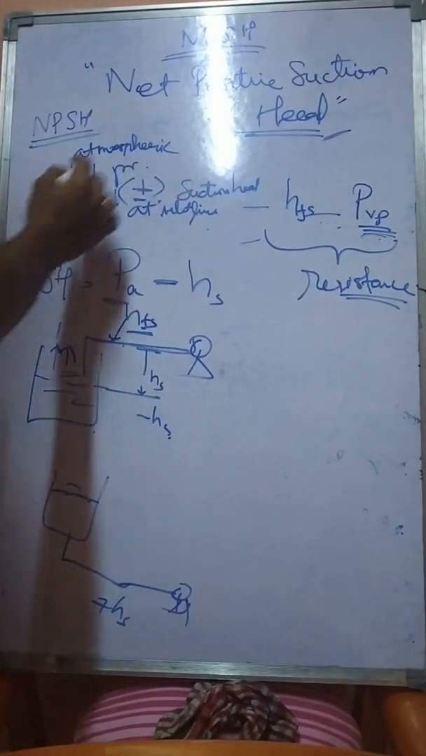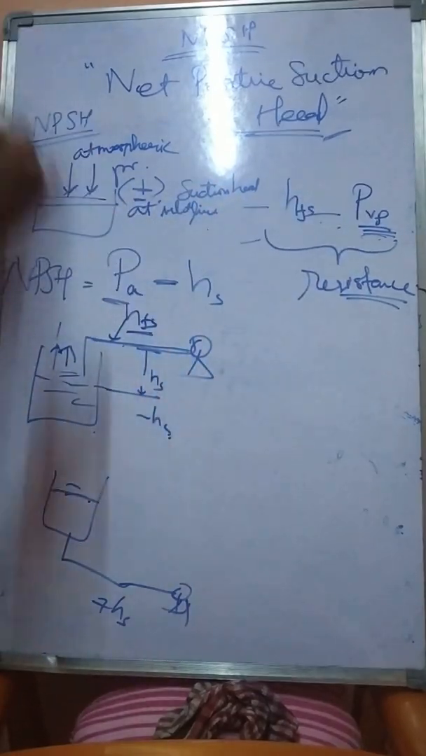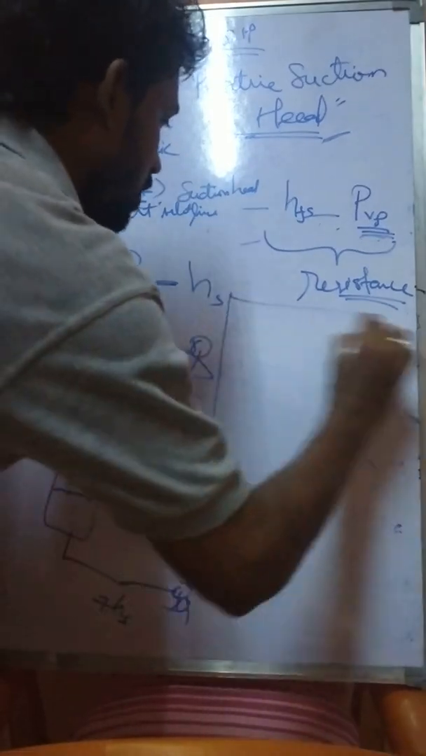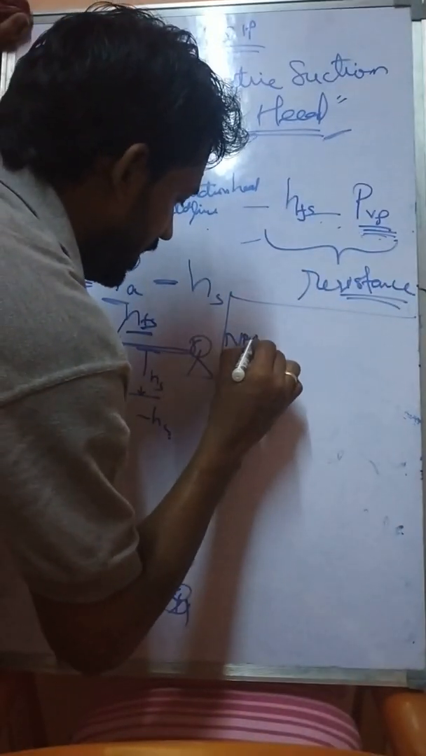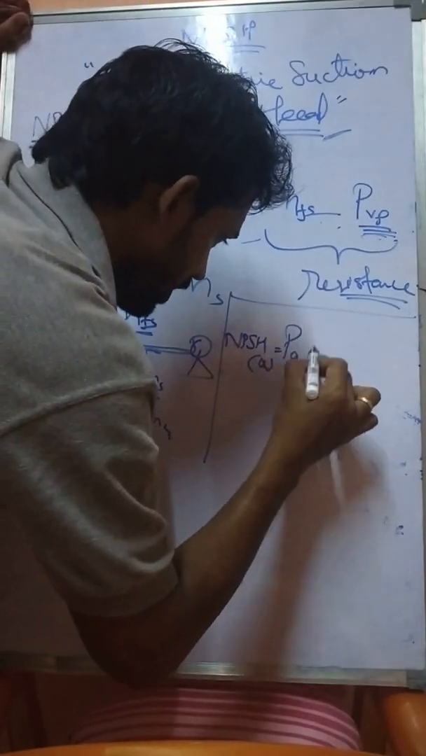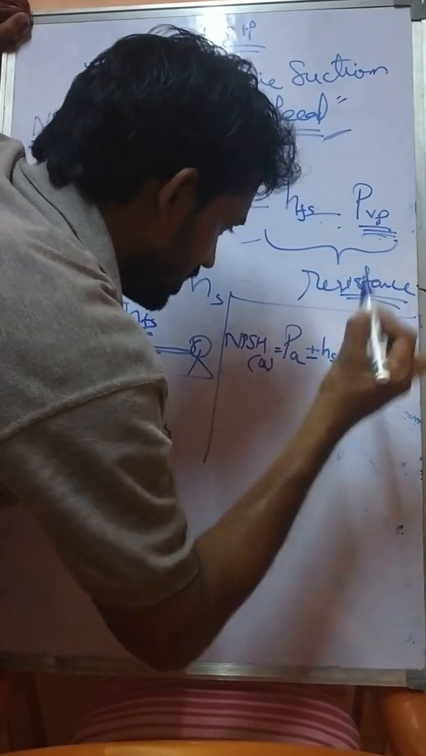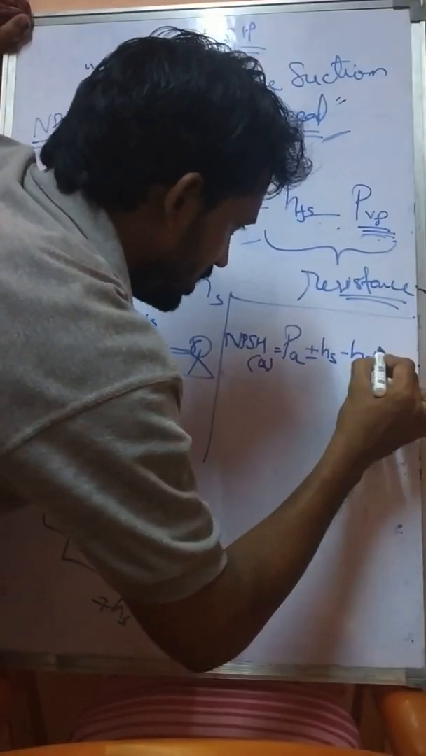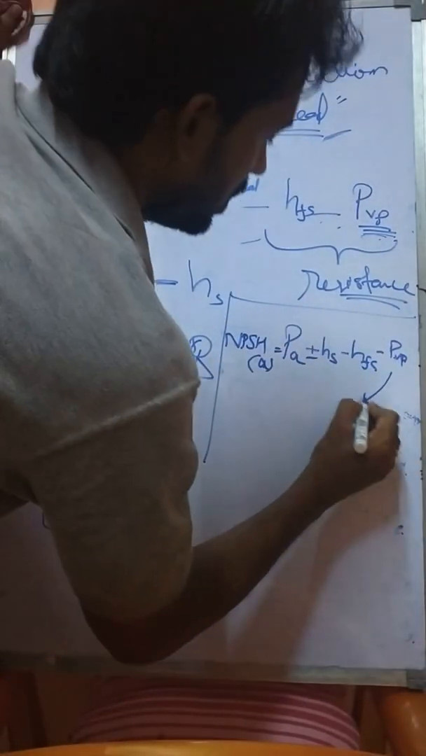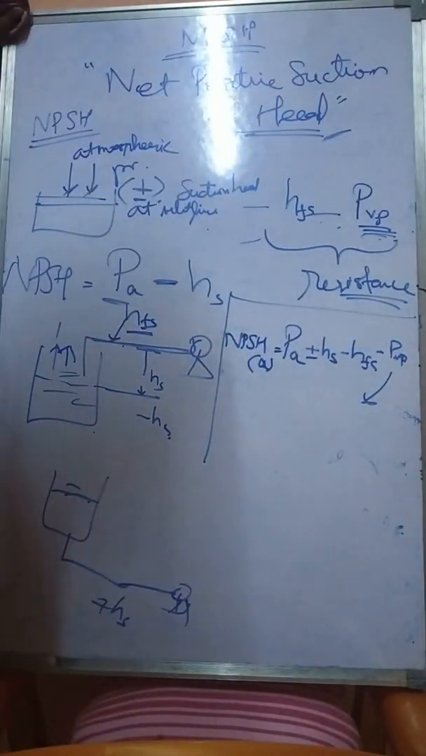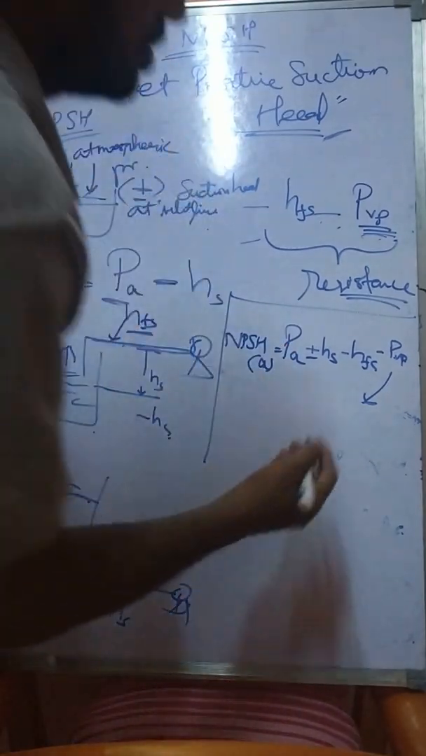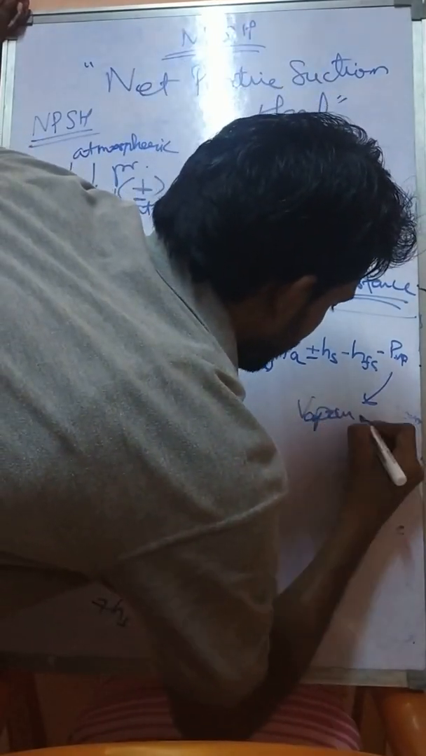This is a simple idea to calculate the NPSH. I'll write it down here clearly, only the symbols. NPSH available equals PA plus or minus HS minus HFS minus PVP. This vapor pressure will always change based on the liquid that is being pumped. It also varies based on the temperature of the liquid, so that also should be taken into account.